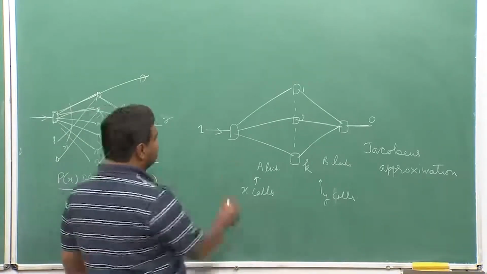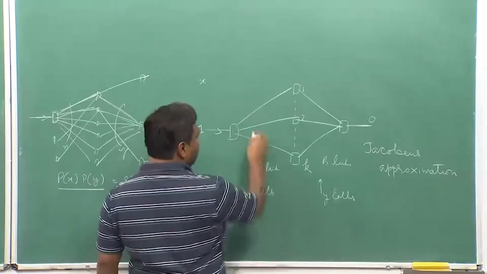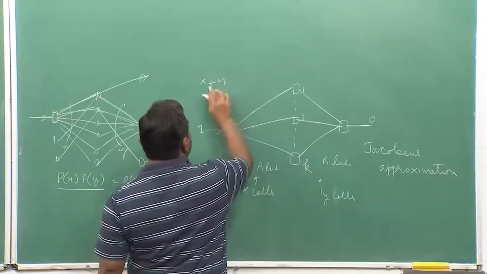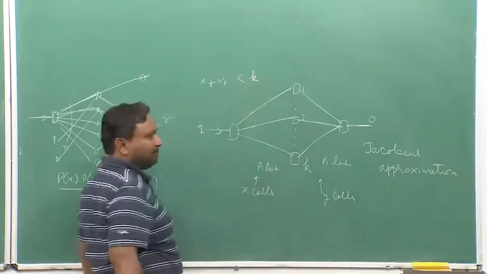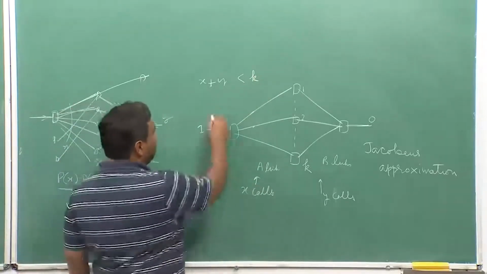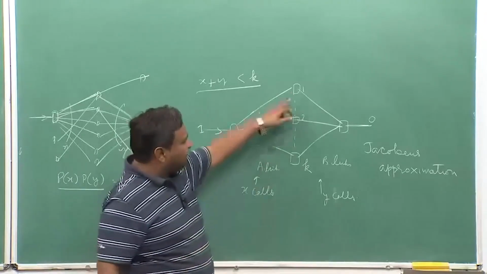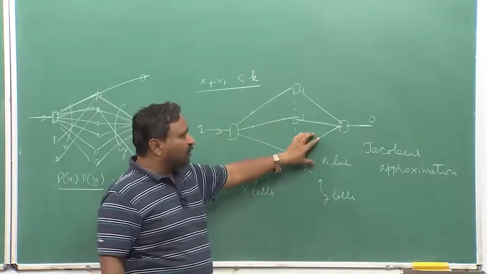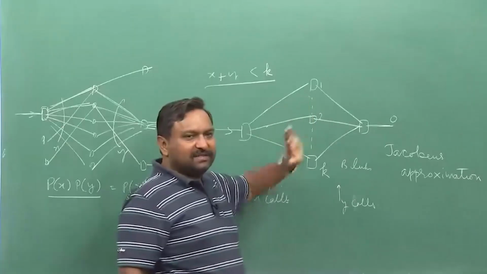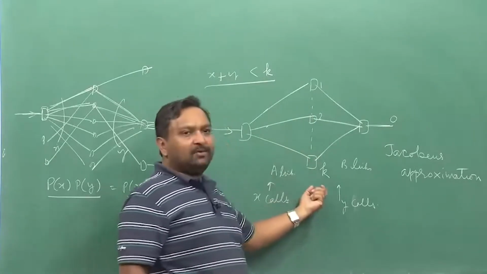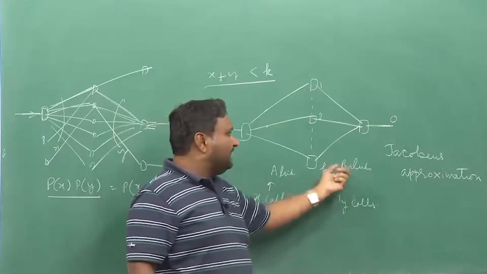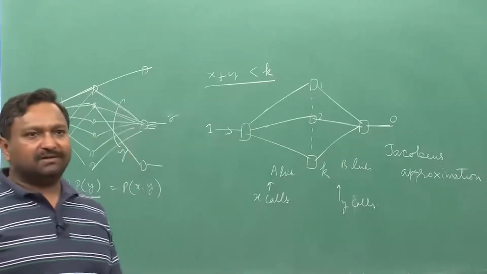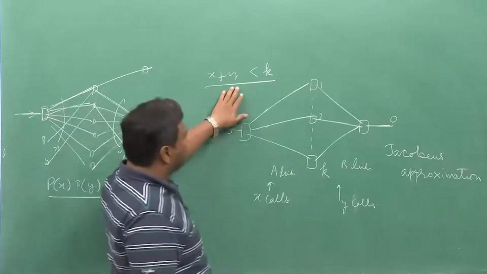Now, if my x plus y, this is the x number of links which are busy, y number of links which are busy, if x plus y is less than k, if this condition is true, then what is going to happen? You will always be able to find out a switch. In worst case, x are occupied, y are occupied, and they are not connected to the same middle stage switches. In that case, you can always find out something for which A link and B link both are free, and I can use that to set up a path from input to output. So, blocking will not happen if this is true.